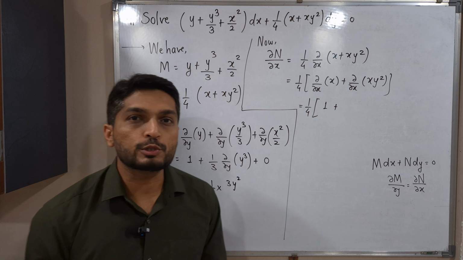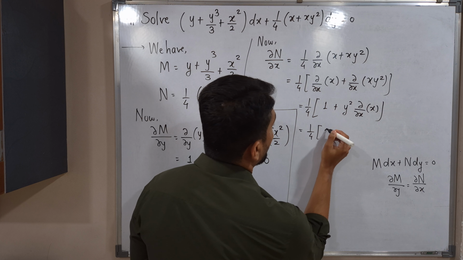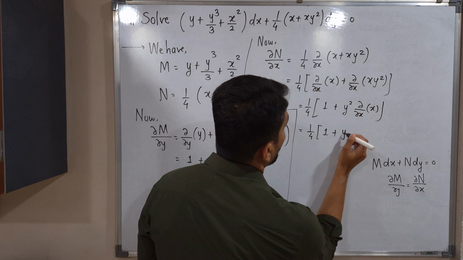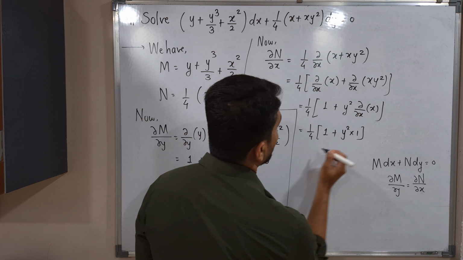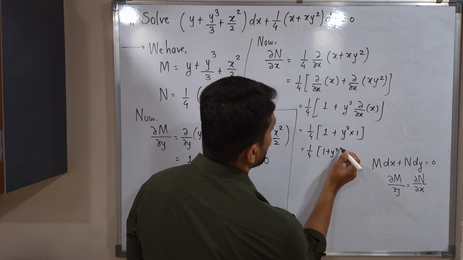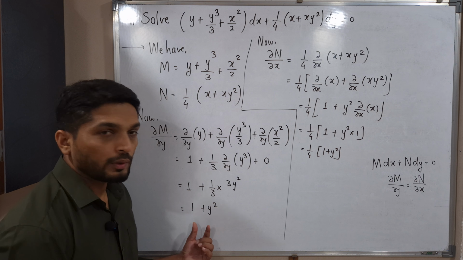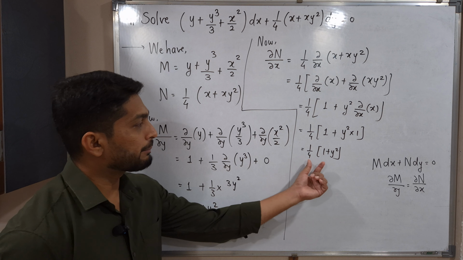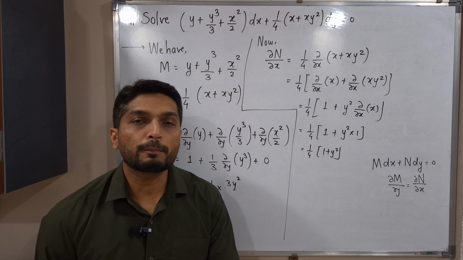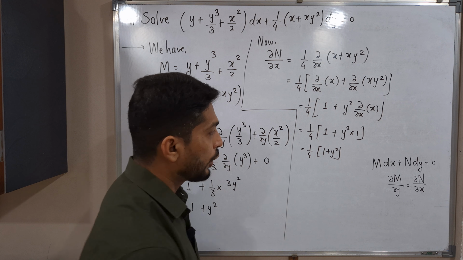So what is the derivative of x with respect to x? 1. It means 1 by 4, 1 plus y square into 1. So it is 1 by 4, 1 plus y square. So this is ∂N/∂x. ∂M/∂y is 1 plus y square, and this one is 1 by 4, 1 plus y square. Both of them are definitely different. That means the given differential equation is non-exact.